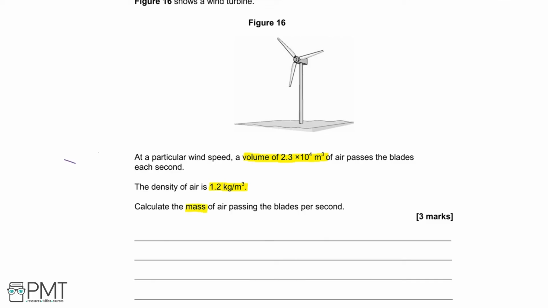So for this, we need to use the equation density, which uses the symbol rho, equals mass over volume. And the units for all of these are: mass is kilograms, volume is meters cubed, and density is kilogram per meter cubed.